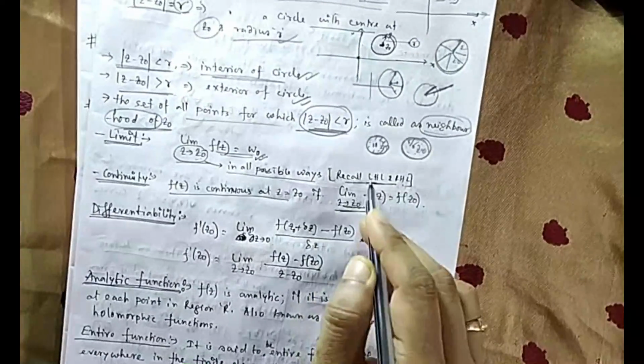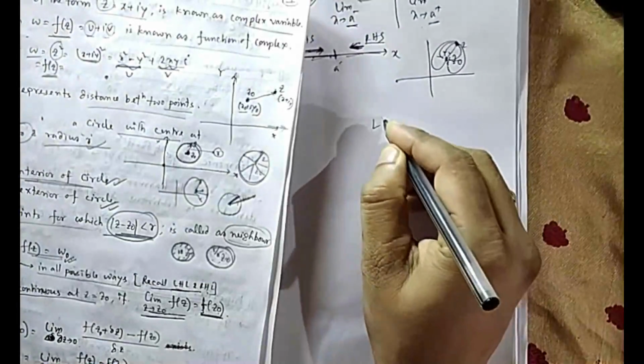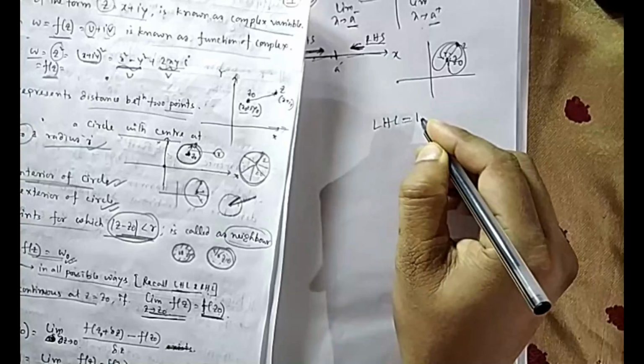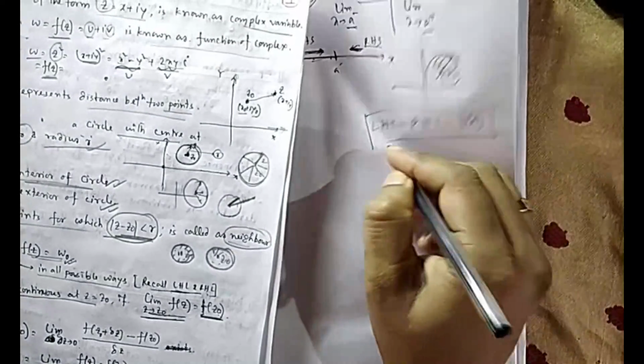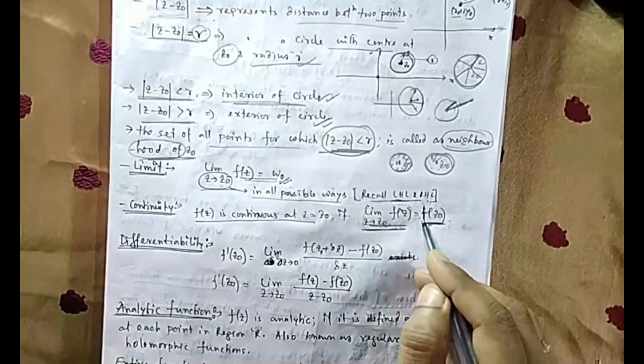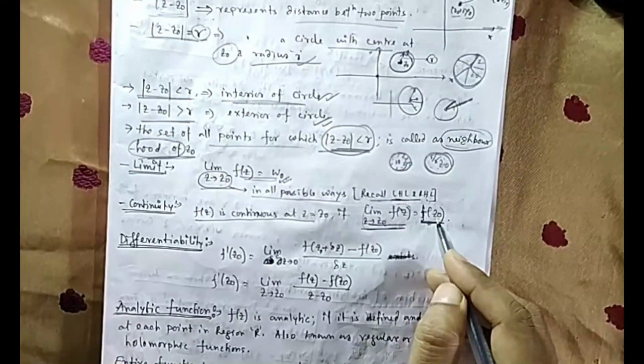Now you come to continuity. It will be continuous when your limit should exist, that is left and right, in all directions it should exist, and it should be equal to f(z0). You can recall that one from your old calculus, left hand limit, right hand limit, that should be equal to f(a). Then we say continuity. So that's what that is here. So it will be continuous if your limit exists, and that limit should be equal to f(z0), the value of the function at that particular point.